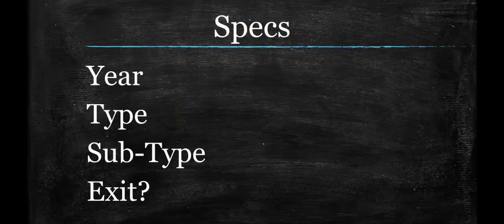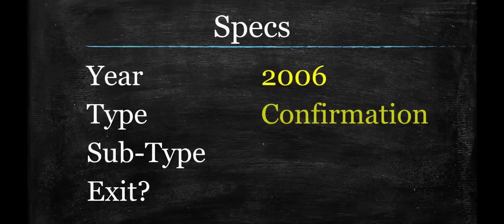But into the specs we go. This was supposedly created in 2006, which we like. And this is a confirmation indicator. On the Stonehill Forex blog right now, I think he has it listed as a baseline indicator. That is incorrect. It is very easy to confuse the two. And I'm sure if you see this down the line, he will have changed that by now. But make no mistake, it is not a baseline indicator, it is a confirmation indicator.